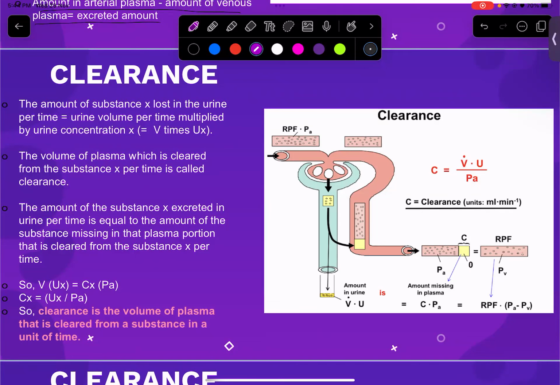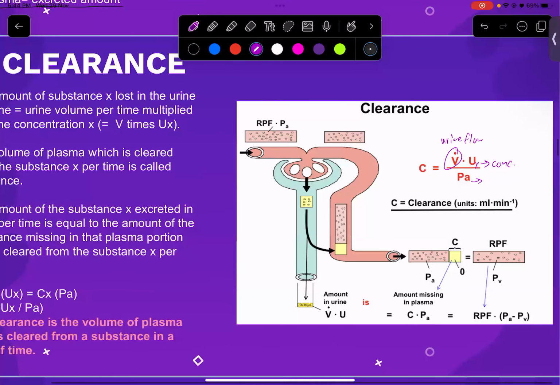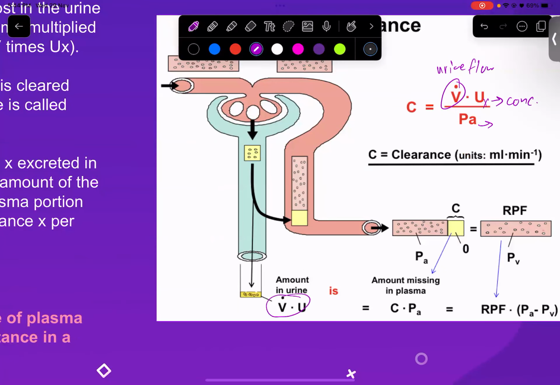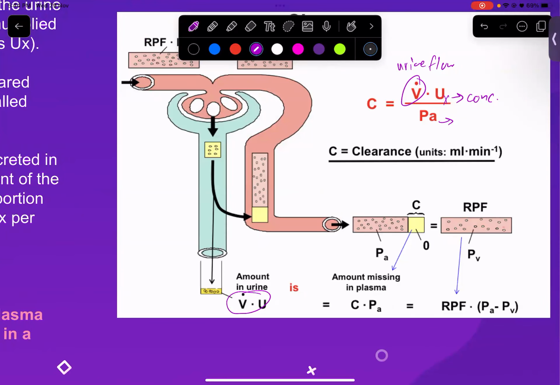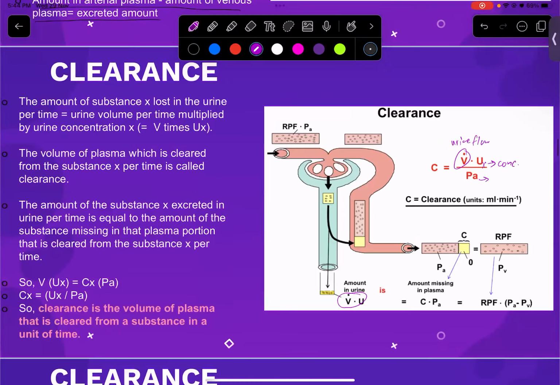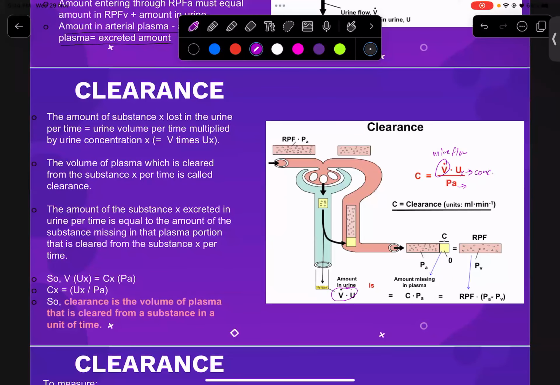And basically, we have an equation for it. So remember we said this V on top is basically the urine flow. And then the U itself is basically the concentration of the substance, okay? And the PA is basically the arterial plasma concentration, okay? So basically the amount in urine is this, and the amount that is missing in plasma is basically the amount that will be found in the urine. So whatever you miss in the plasma is what you will get in the urine. And therefore the clearance is the volume of plasma that is cleared from a substance in a unit of time.